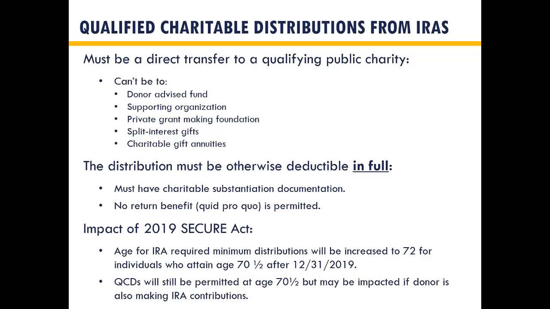The calculation is more technical than we have time to discuss today, but I just wanted to let people know that when the Secure Act was passed, and that was effective at the beginning of 2020, because they basically took away the age limit on people who can make contributions to an IRA, that now impacts how their qualified charitable distributions are treated. So just be aware of that.